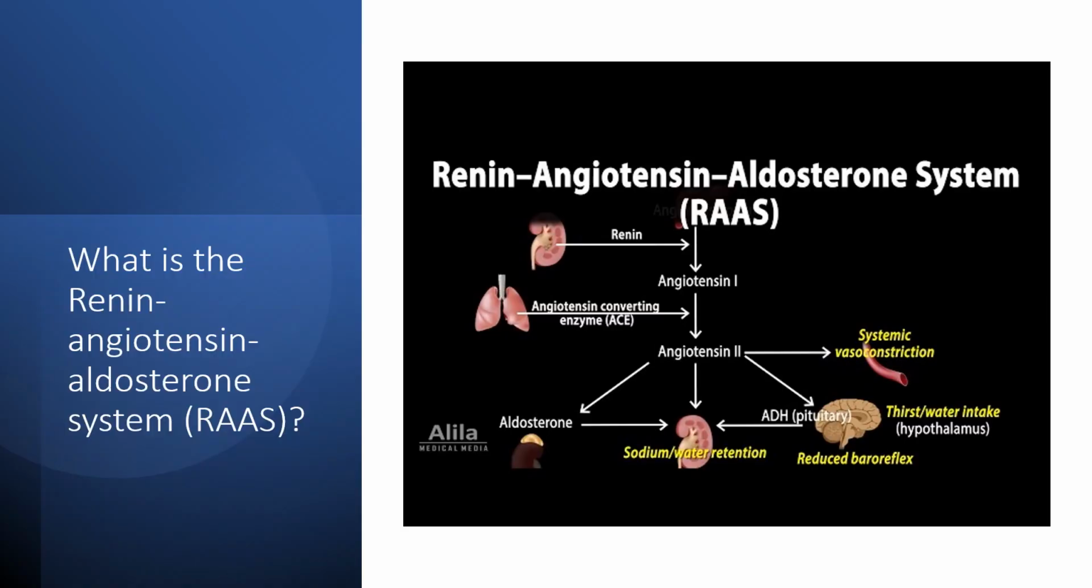What is the renin-angiotensin-aldosterone system? The renin-angiotensin-aldosterone system is a hormone system in the body that helps regulate blood pressure and fluid balance. It involves the release of renin, an enzyme produced by the kidneys, into the bloodstream. Renin acts on angiotensinogen, a protein released by the liver to create angiotensin 1. Angiotensin converting enzyme, or ACE, then converts angiotensin 1 into angiotensin 2.